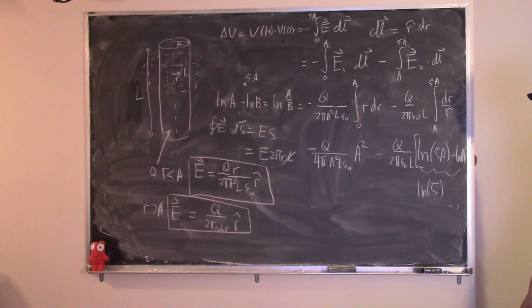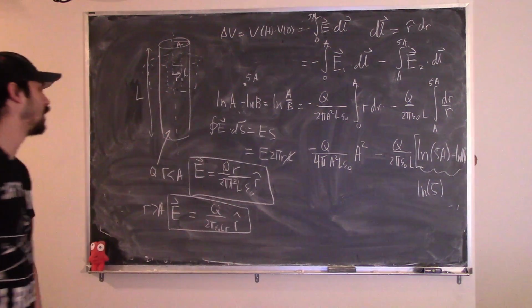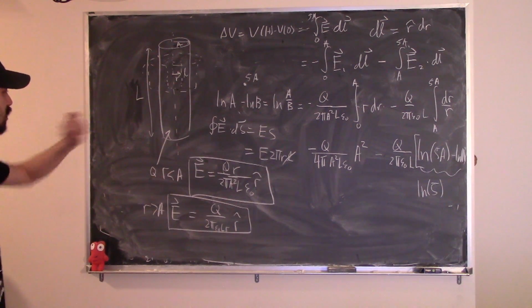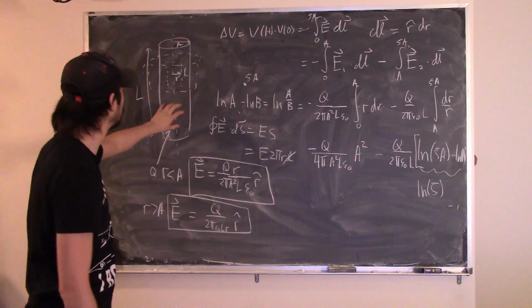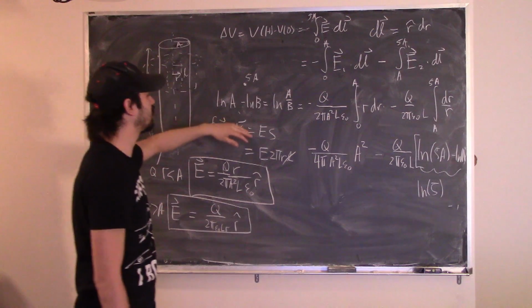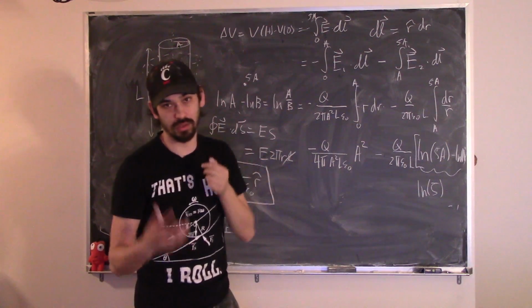Okay, and that's it. So this is a pretty common type of question that I might ask you, because it requires you to do two things. One is to find what the electric field is due to the distribution of charge, and the second is to find the potential difference between 2 points.